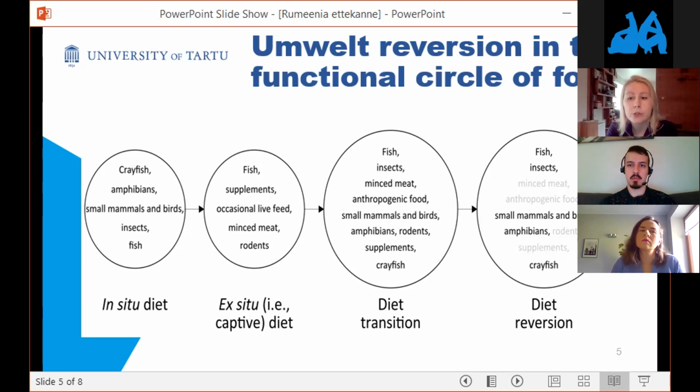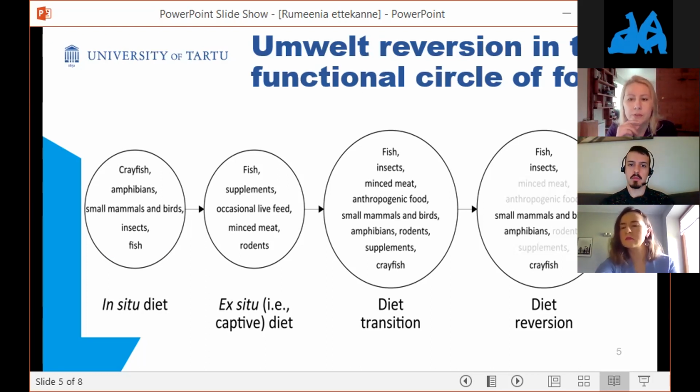When the minks were reintroduced, another major umwelt transition took place. They were kept in on-site enclosures, so new meaning carriers, or actually new objects, were added to the umwelt of these specific subjects. After leaving the enclosure, they are free to introduce additional objects of food. And thus during this transition period, the diversity of objects in the functional circle of food is the largest.